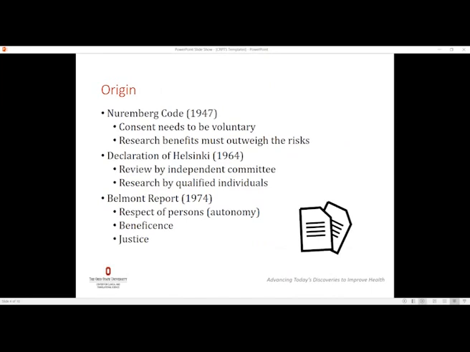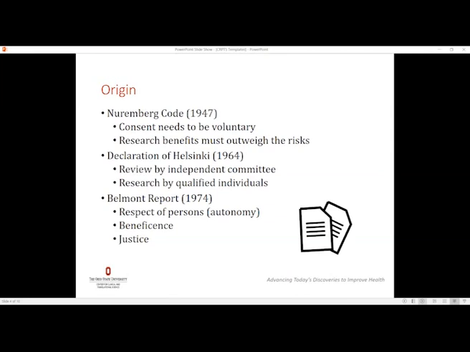I'm not going to go into a lot of the regulations. That's not really what we're trying to do, but just to go back over some of the documents that have helped form our consent regulations today. There's the Nuremberg Code from 1947. This was a result of all of the atrocities in Nazi Germany against individuals who were confined in the types of research that they conducted.